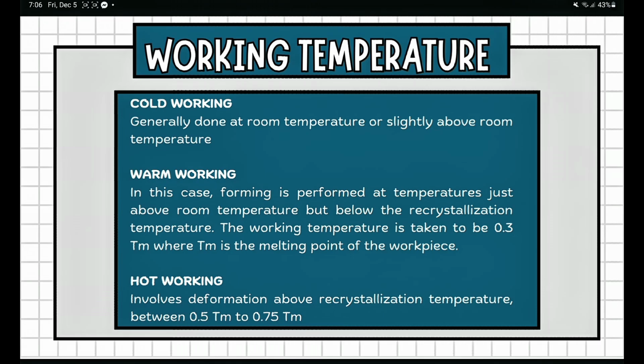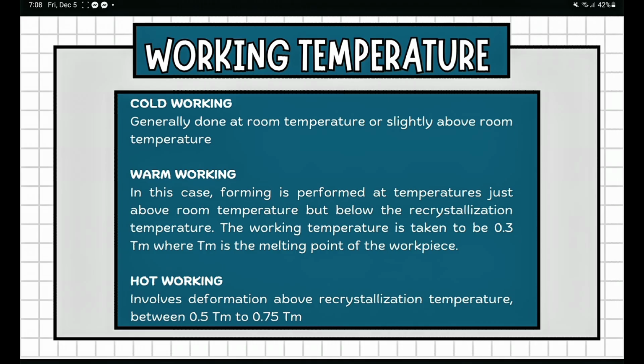The second one is the warm working. Warm working takes place between room temperature and the recrystallization temperature. So at this temperature, the metal becomes easier to form compared to cold working, but it is still not soft enough to behave like hot worked metal. Warm working gives a balance. The metal is softer and more formable than in cold working, but still strong enough to maintain structure. So this makes it ideal for processes requiring moderate shaping with controlled heat.